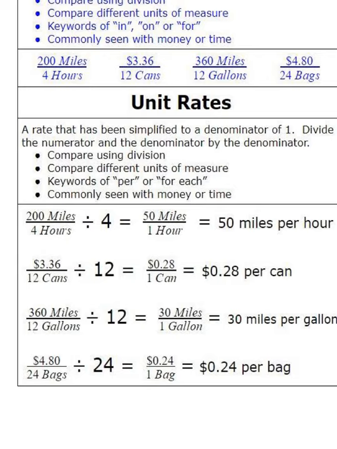So those are your rates and unit rates. Unit rates, you want to find out how much for one of something. So you always divide by the denominator number and it will give you how much for one.